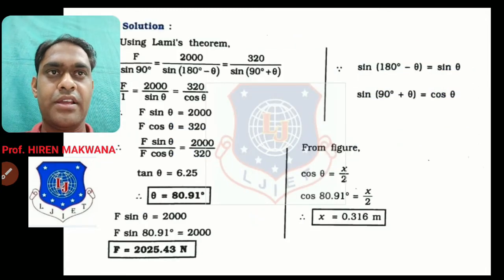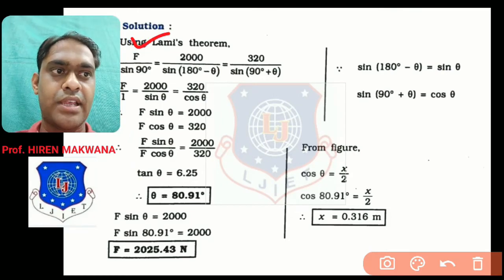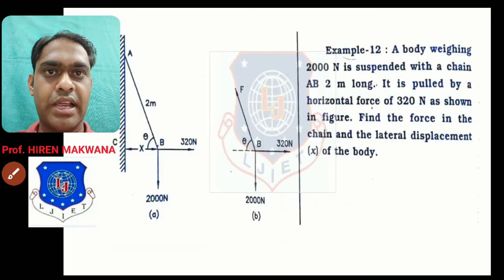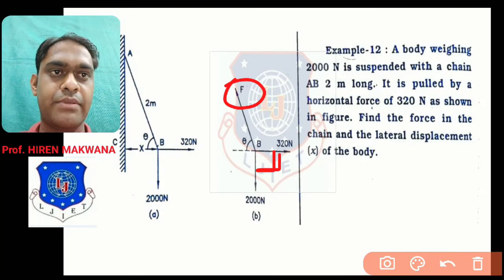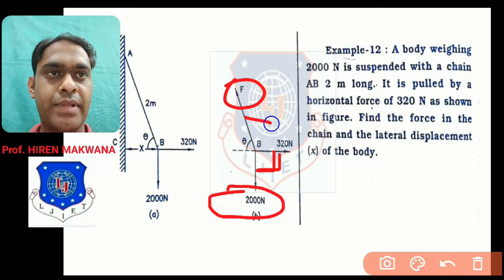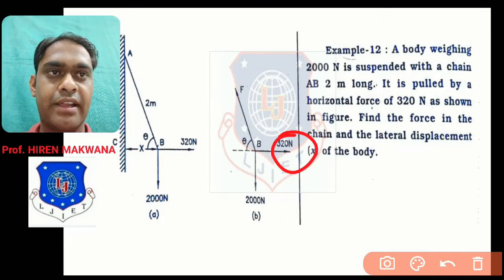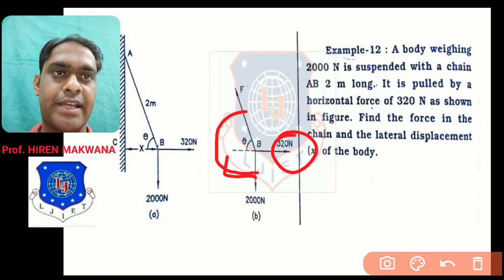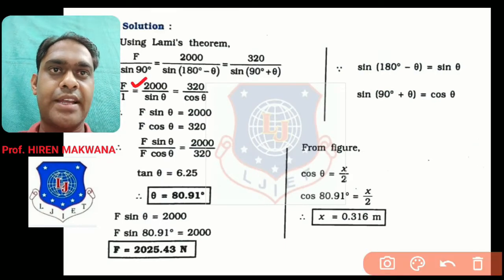Let us see. Here it is Lami's theorem. First force is F, then the opposite angle is sin 90. How? Check again. This is the force F, then the opposite angle will be between the other two forces, which will be 90. So F upon sin 90. Okay. Check the next force. If it is 2000, then the opposite angle will be this 180 minus theta between the other two forces. And if the force is 320, then the angle will be 90 plus theta. So going on with Lami's theorem: F upon sin 90, 2000 upon sin(180 minus theta), and 320 upon sin(90 plus theta).